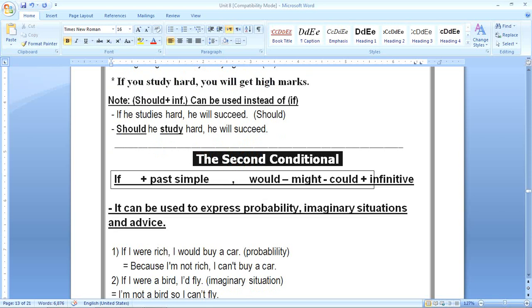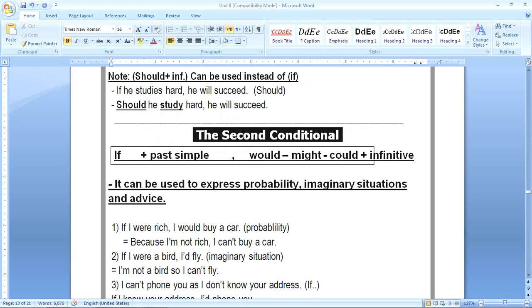Another part about the first conditional is that you can use should instead of if. You can use should instead of if in the first conditional, but should is always followed by the infinitive. Let's take an example. If he studies hard, he will succeed. If you are asked to begin with should, the answer will be like this: should he study hard, he will succeed. Should plus the infinitive.